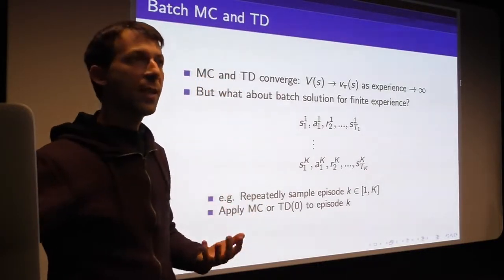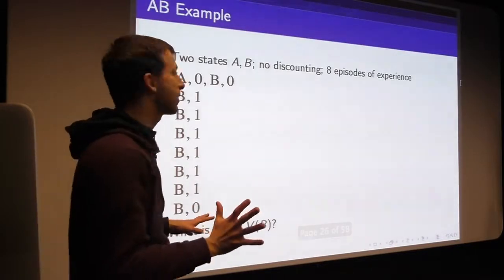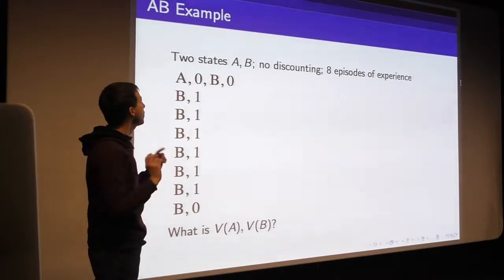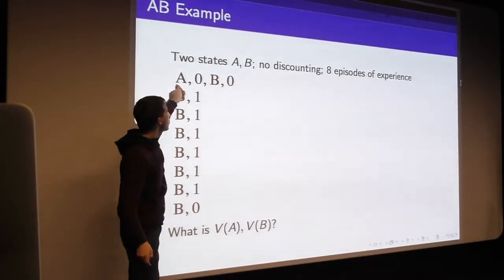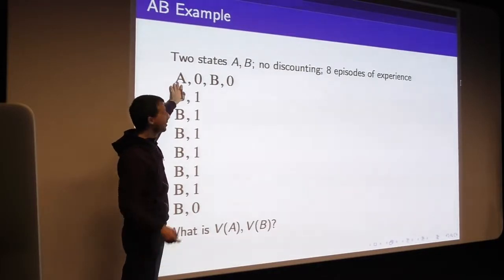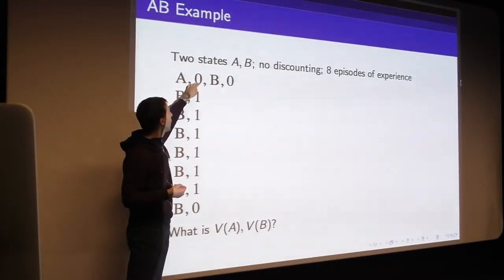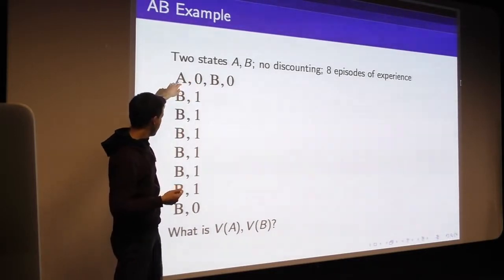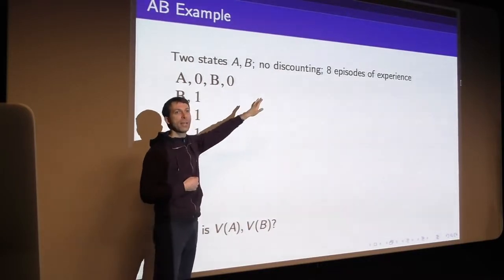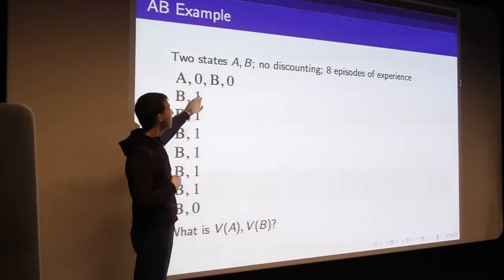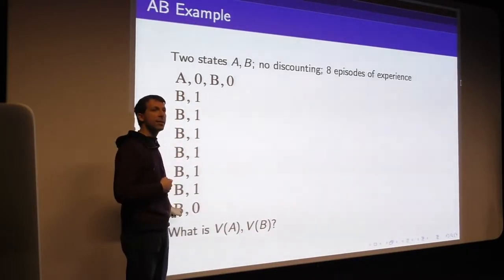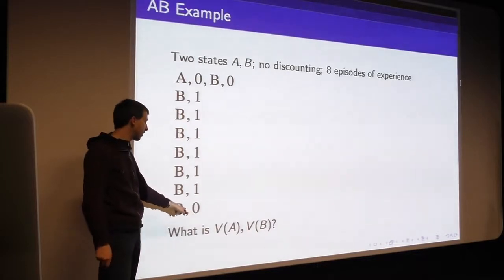So to get an intuition into that, we will take a very simple example. This is the AB example. It's just an MDP with 2 states, A and B, and each row is a different episode of experience that we've seen. In the first episode, you start in state A, you get a reward of 0. Then you transition to state B, and you get a reward of 0, and then the episode terminates. The next episode, you start in B, you get a reward of 1. Next episode you start in B, you get a reward of 1. Go down here, you see an episode you start in B and you get a reward of 0.